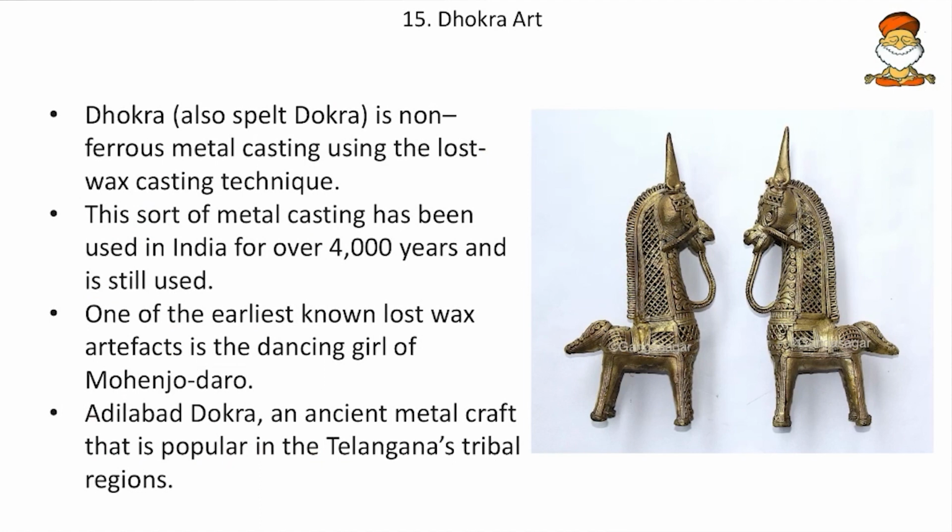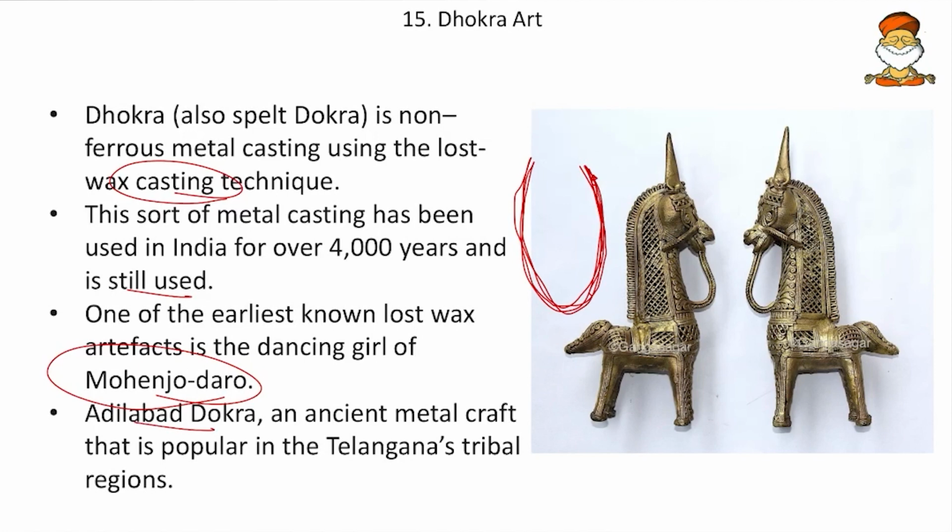Then the Dhokra art. Dhokra, also spelled as Dokra, is a non-ferrous metal casting using the lost wax technique. Lost wax technique means first we will have the wax, and as and when we pour the heated metal, it will melt this wax, and this liquid metal will take the shape of the wax which gets melted. And this sort of metal casting has been used in India for over 4,000 years, and still it is used by various people, mainly blacksmiths. And one of the earliest known lost wax artifacts is the dancing girl of Mohenjo-daro.